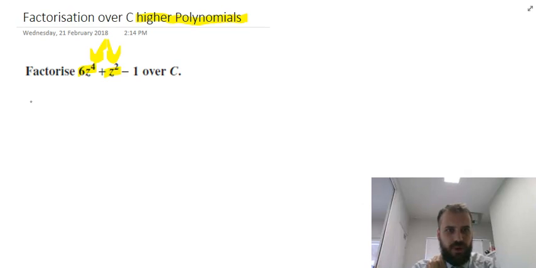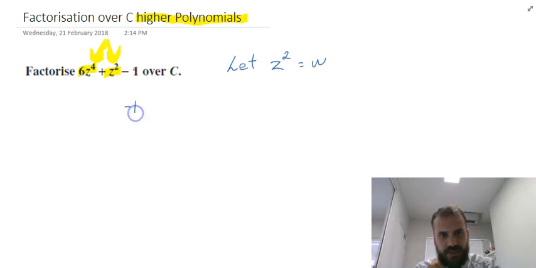We can rewrite this as a quadratic if we let z squared equal any letter. Let's call it w. So if I let z squared equal w, then starting from the left-hand side, the right-hand side, we've got negative 1. z squared is going to be w, and z to the 4 is going to be w squared. So we've got 6w^2 + w - 1.